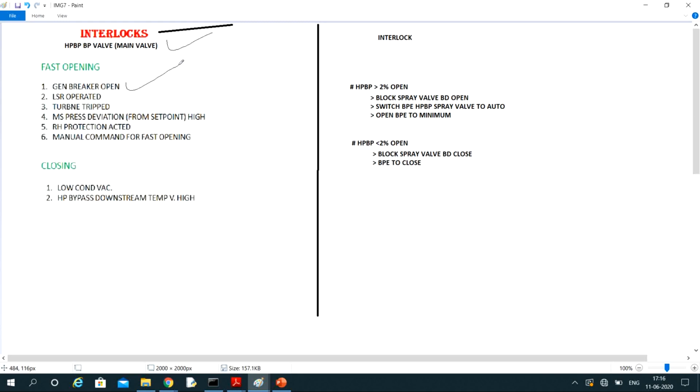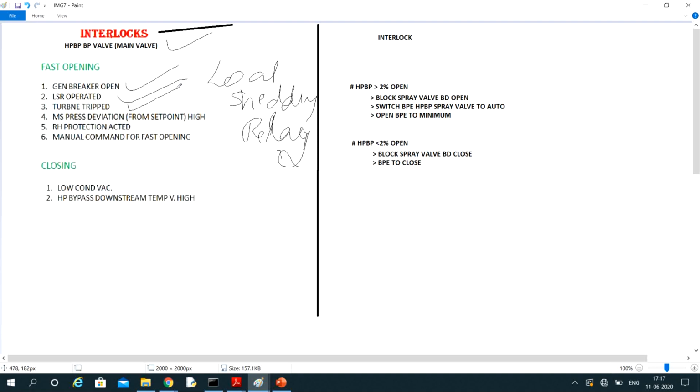Second, when the LSR gets operated. LSR here is the load shedding relay. Load shedding relay acts when you have to shed a sudden load. Also when the turbine is tripped, there is no steam flow requirement in the HP turbine, therefore you have to bypass some steam into the condenser.